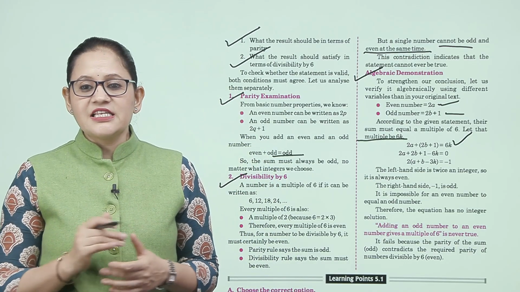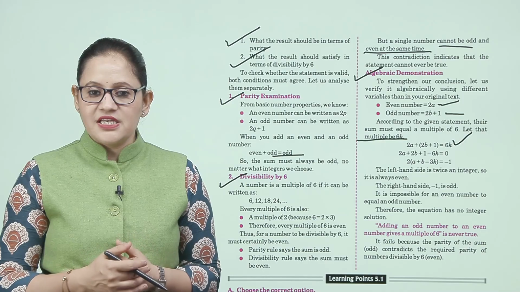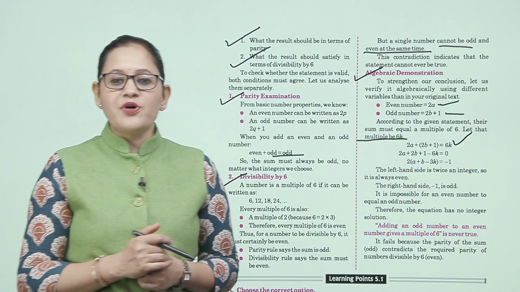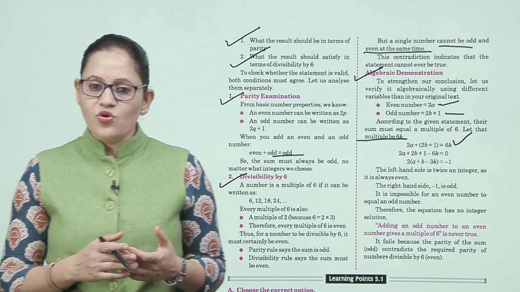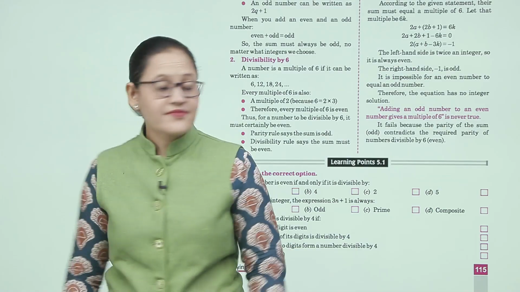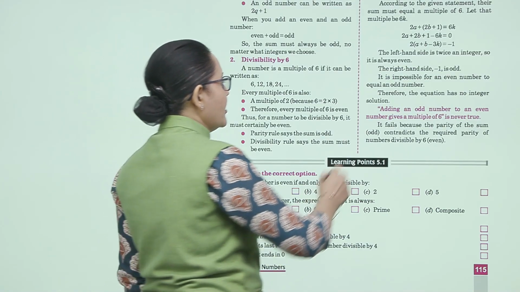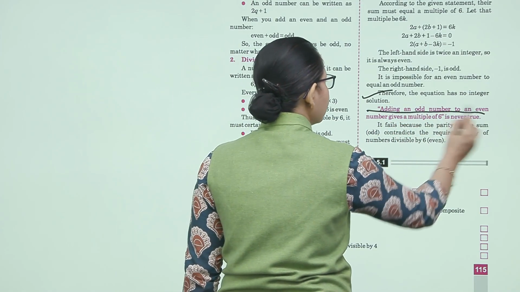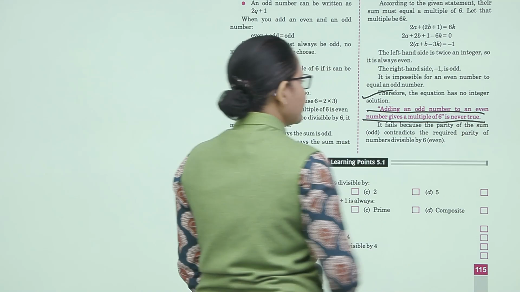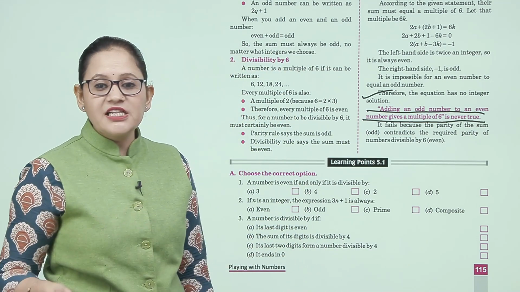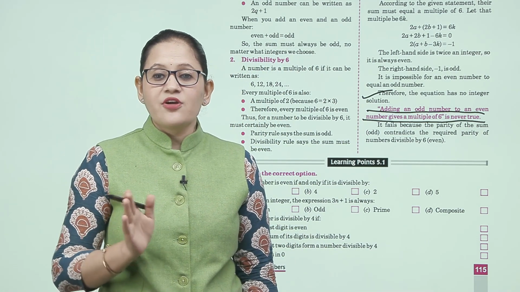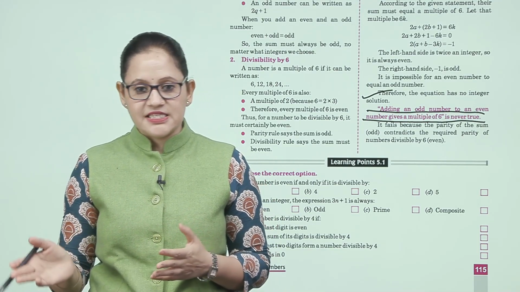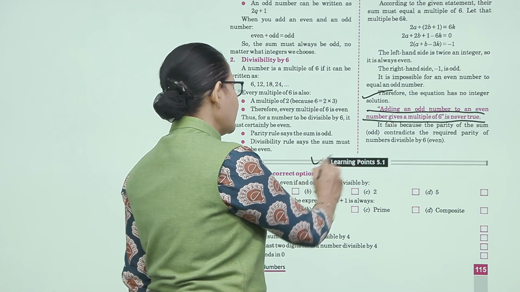The left hand side is twice an integer, so it is always even. The right hand side, minus 1, is odd. It is impossible for an even number to equal an odd number. Therefore, the equation has no integer solution. Adding an odd number to an even number to give a multiple of 6 is never true. It fails because the parity of the sum contradicts the required parity of numbers divisible by 6, that is, an even number. Next is learning point 5.1.